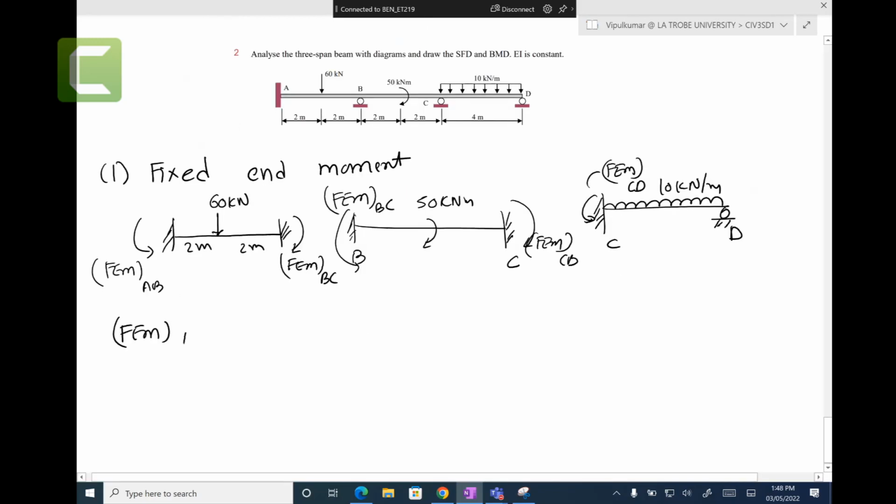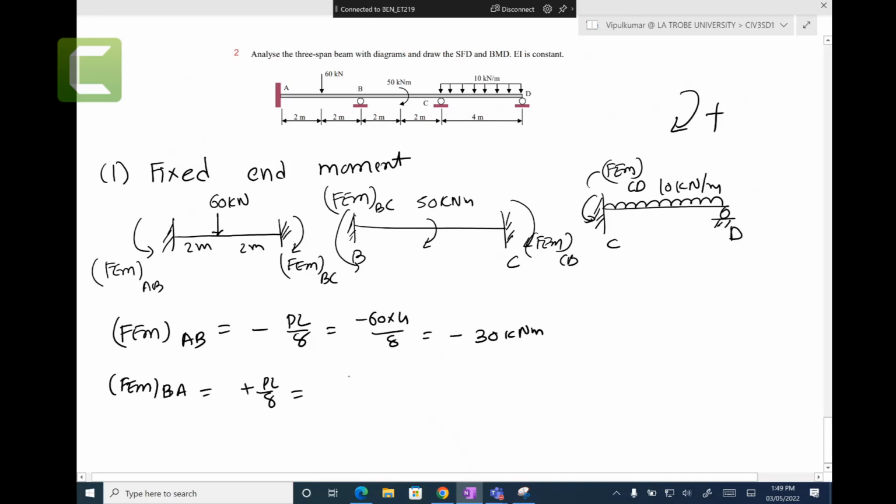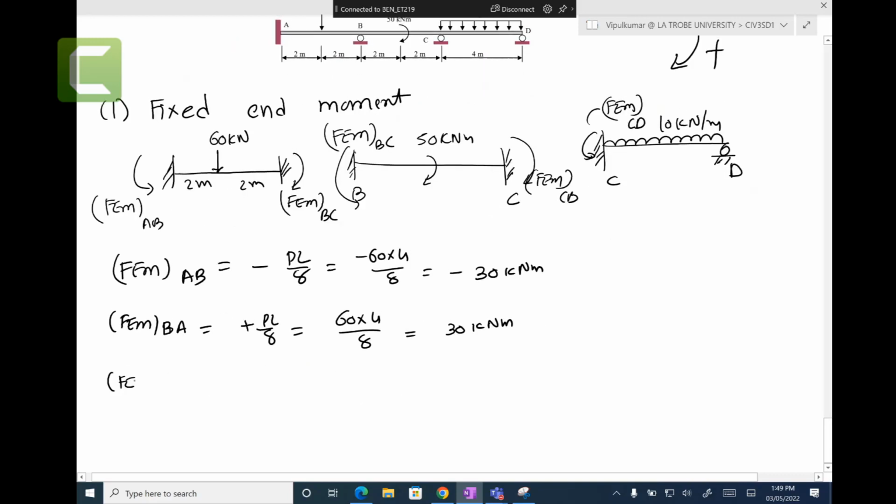So, fixed end moments of AB, clockwise is positive here. This is anti-clockwise. I think from the last examples we had PL over 8. So minus 60 times 4 over 8, minus 30 kilonewton meters. Fixed end moments of BA, positive PL on 8 clockwise, 60 times 4 on 8, positive 30 kilonewton meters. Fixed end moments of BC.